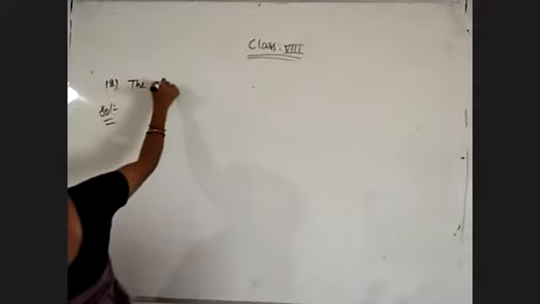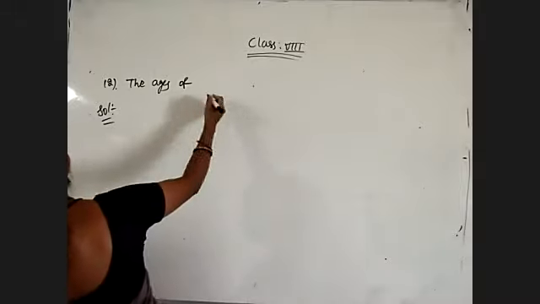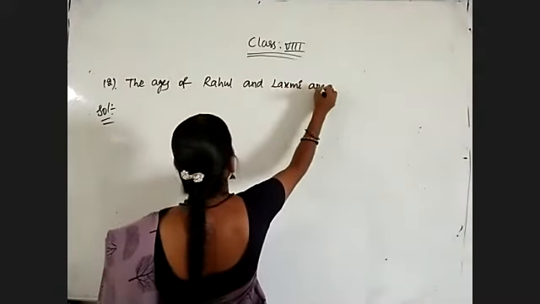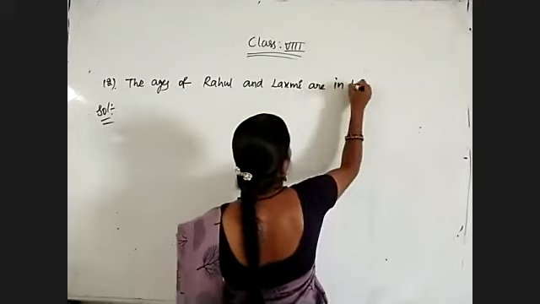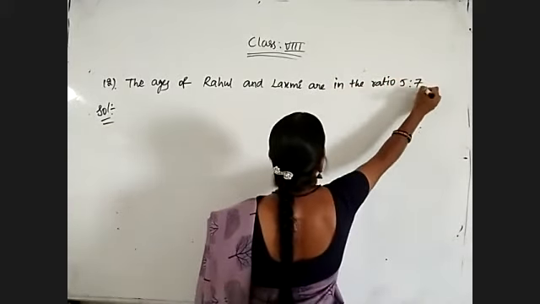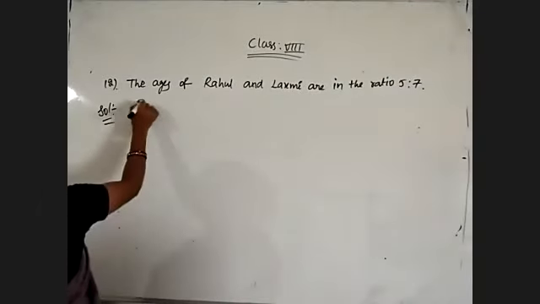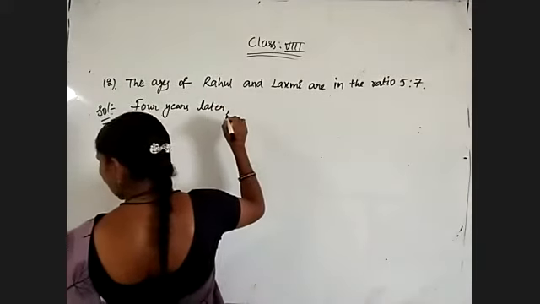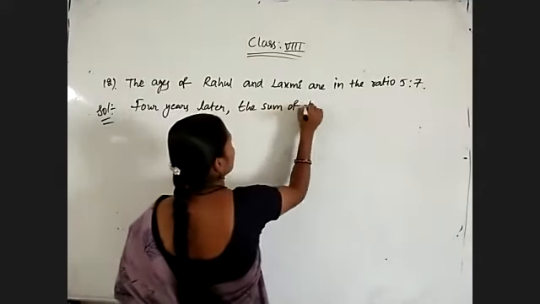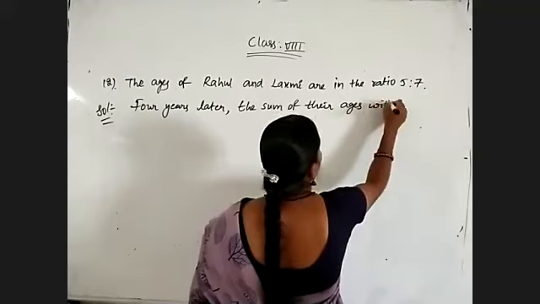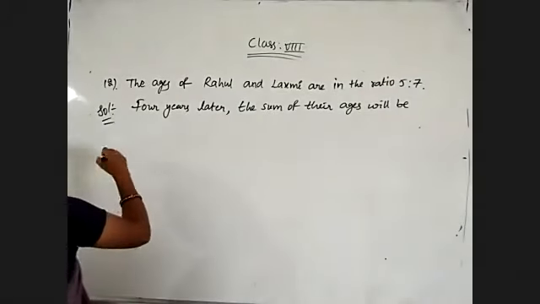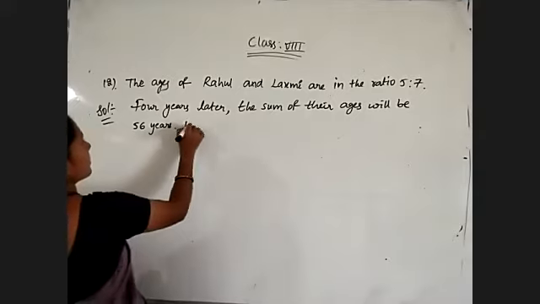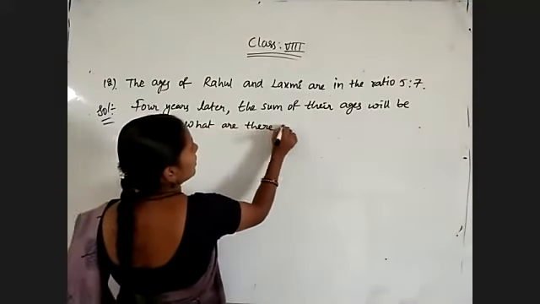The ages of Rahul and Lakshmi are in the ratio 5:7. 4 years later, the sum of their ages will be 56 years. What are their present ages?